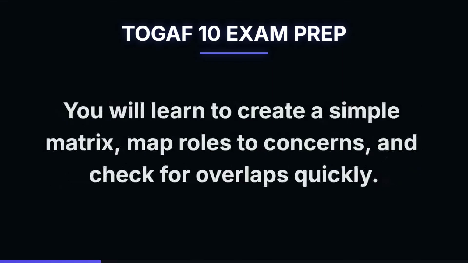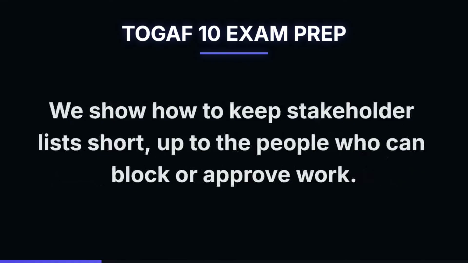You will learn to create a simple matrix, map roles to concerns, and check for overlaps quickly. We show how to keep stakeholder lists short, up to the people who can block or approve work.